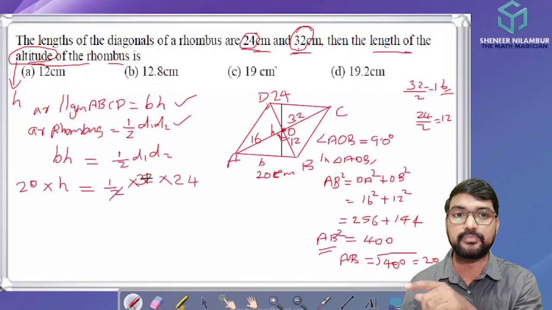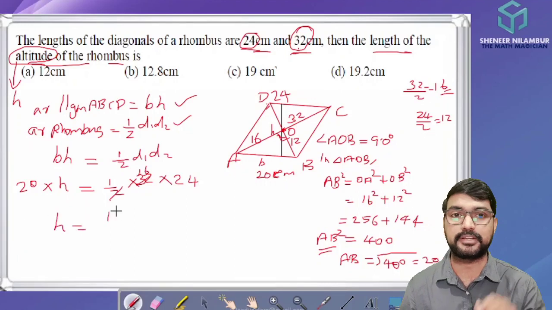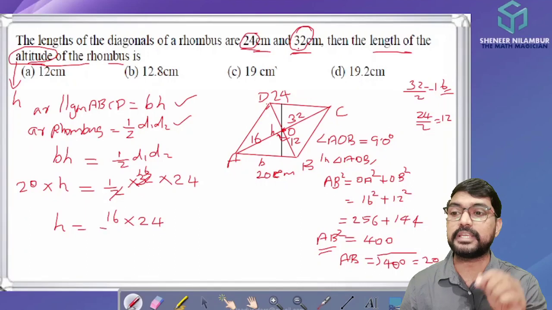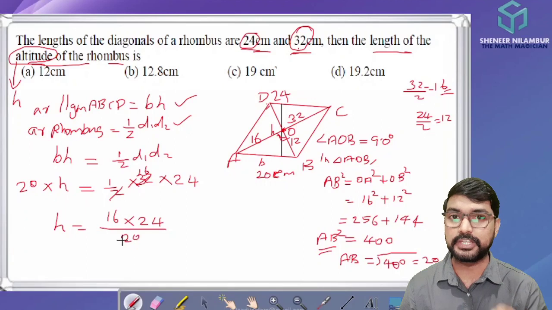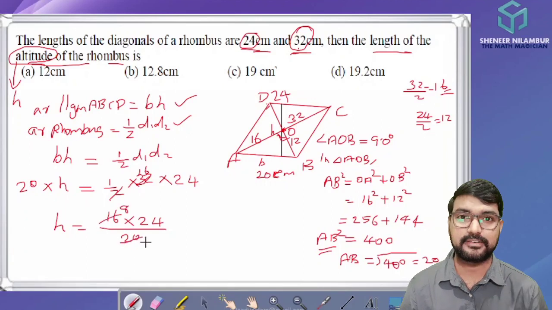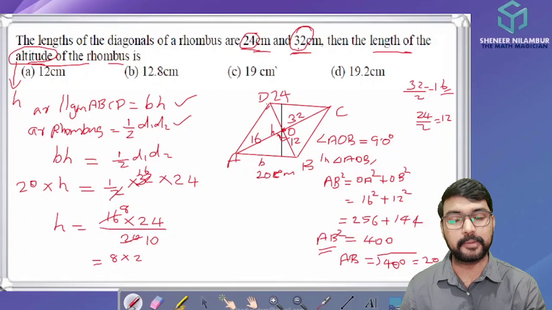This 20 from the left side we can transpose to the right side. So, we get altitude H is equal to 16 into 24 divided by 20. We know that 16 and 20 we can cancel by using 2. In 20, 10 2s are there. In 16, 8 2s are there. So we got 8 into 24 divided by 10. 8 into 24, that is 192. So 192 divided by 10.